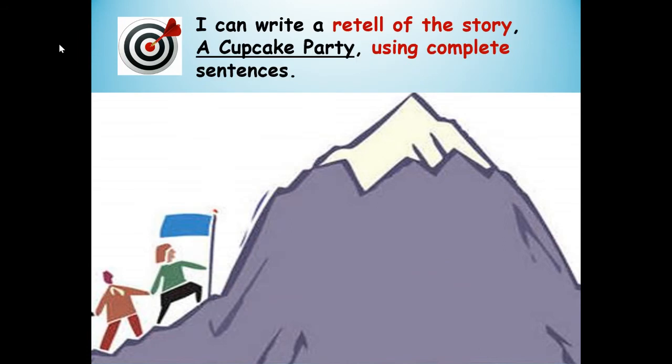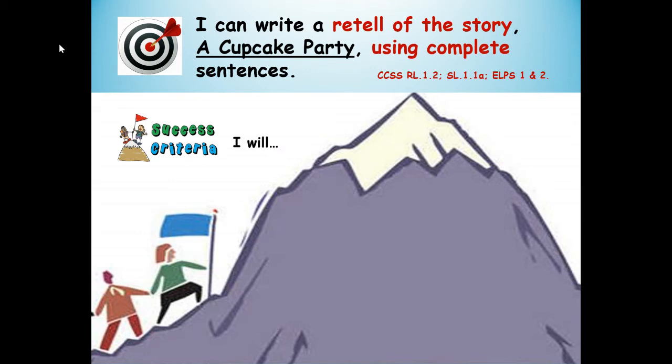So here's our learning target. I can write a retell of the story, A Cupcake Party, using complete sentences. Success criteria. That means how will you know you're successful at writing a retell of A Cupcake Party? Well, here are our steps to success. We're going to do them one step at a time together and in this order.